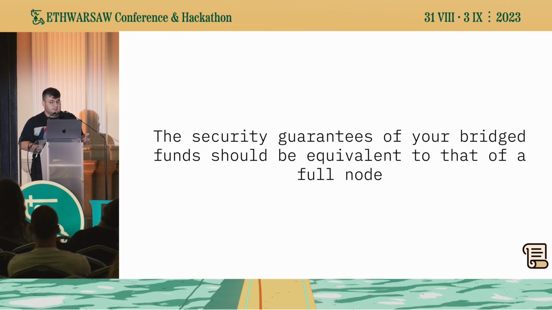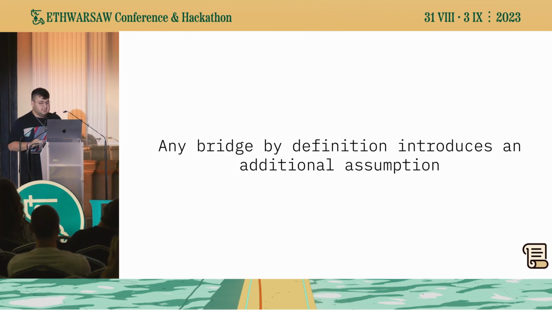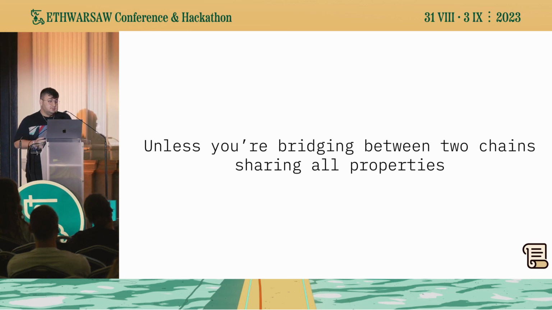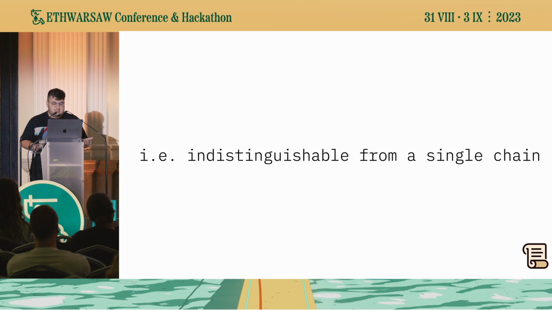Well, it's not really possible, because any bridge by definition introduces some kind of additional assumption, unless you're bridging between two chains sharing the same properties and the same guarantees. So they share the consensus, they share everything, the DA is the same, everything is the same. But at that point, it's indistinguishable from a single chain. You can run two chains and verify it via a single full node, but from a user perspective, that's indistinguishable from having a single chain.